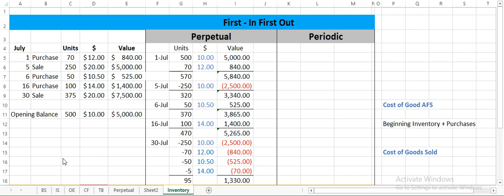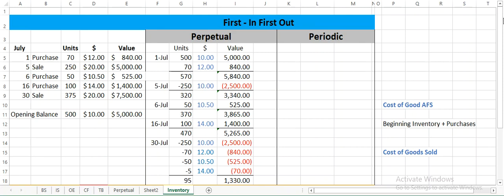So, underneath the FIFO method, we remember that it starts with the first layer and we use up the first layer, and then once we use that up, then we move to the next and move to the next and move to the next. The same thing happens underneath the periodic method. It's just that we don't calculate after every transaction. Underneath the periodic method, what we do is we look at what items are sold and what items are left. And we look at the layers, look at everything that happened, and we just calculate our layers and the value of our layers based on all of the information that's presented.